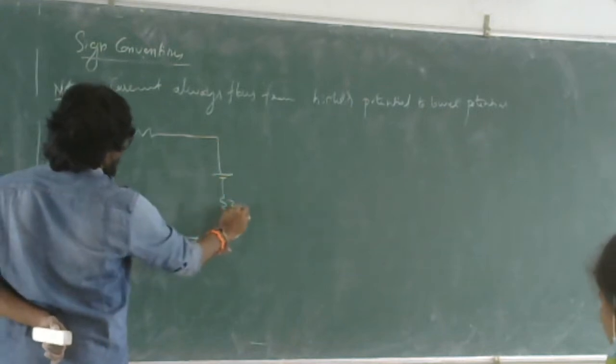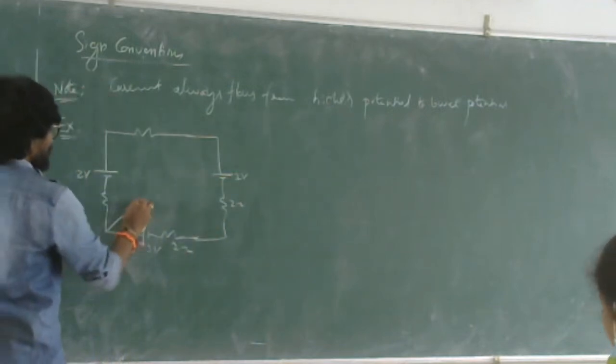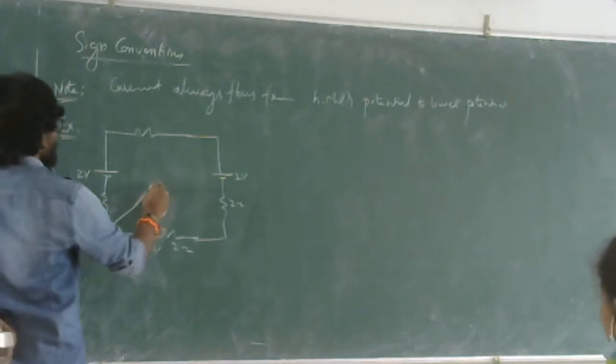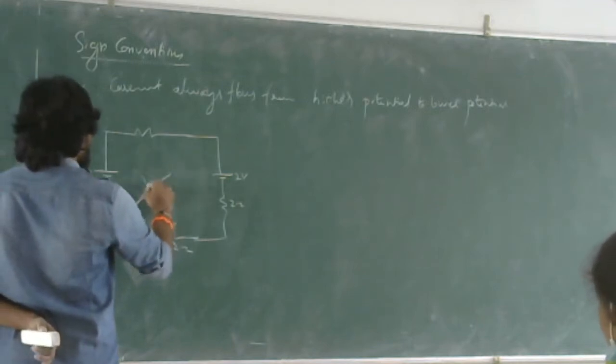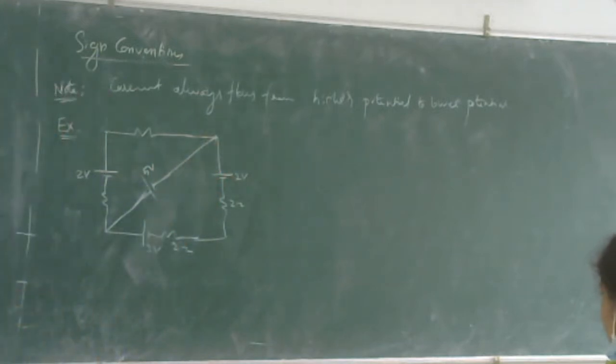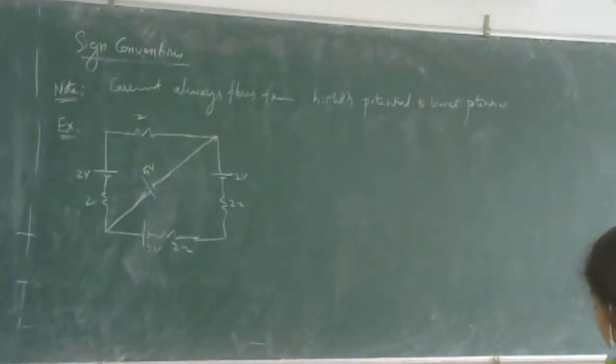This is the current. This is 2 ohm. This is 2 volts only. And here we have a cell having 5 volts across this diagram. We find the current through each resistor. This is also 2 ohm, 2 ohm, 2 ohm, 2 ohm. Got it?